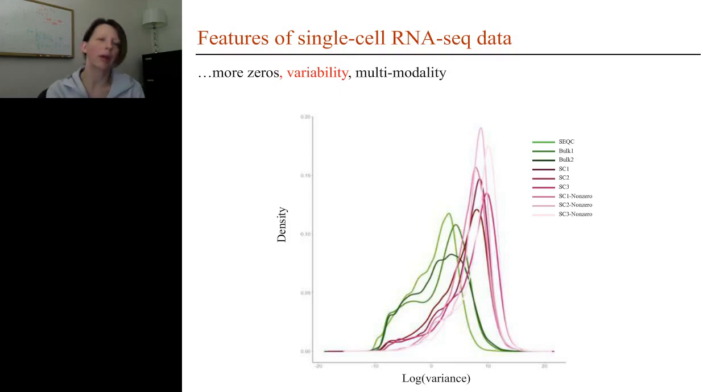So I'm not talking about multimodality, that we have a mode at 0 and a mode of non-zero, but even without the zeros, we see increased multimodality. So here's a plot of just log variance for some bulk RNA-seq data sets shown in green, and then some single-cell RNA-seq data sets that are shown in pink, with and without the zeros. So you can see SC1, SC2, SC3 are single-cell data sets, and then we've removed zeros. And you can see there's increased variance in the single-cell data set.